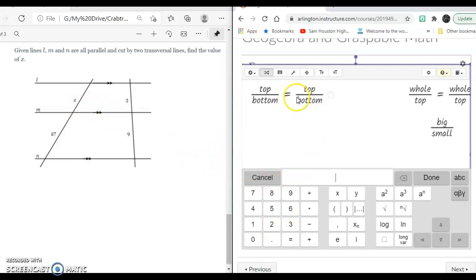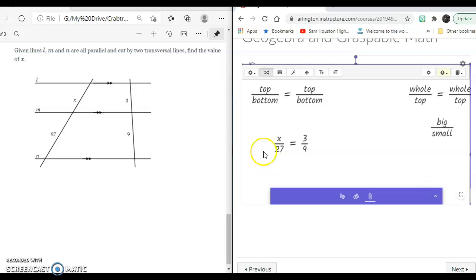Okay, so we're just going to substitute top to bottom. We have X divided by 27 is equal to 3 divided by 9. Okay, so once again, we're going to cross multiply.